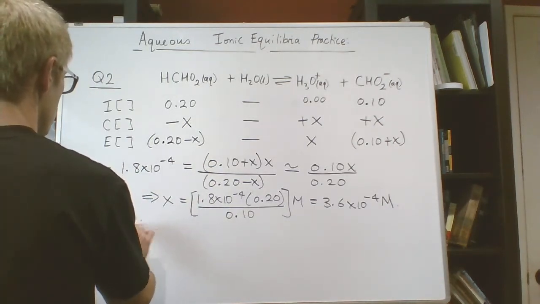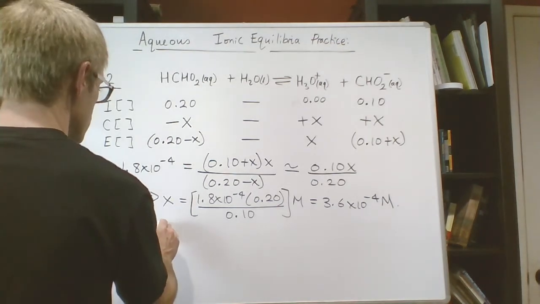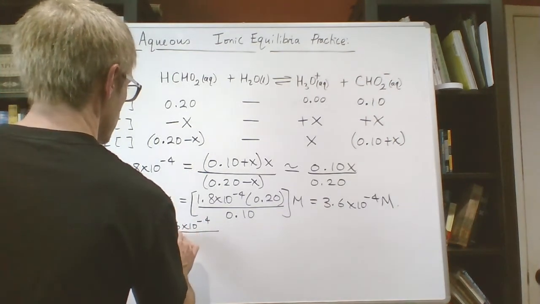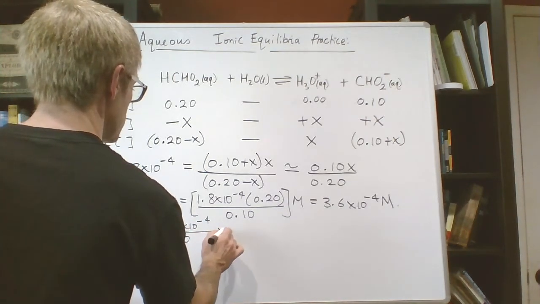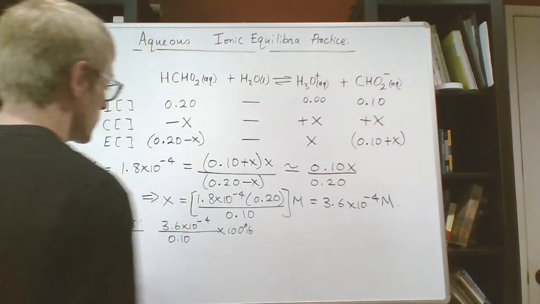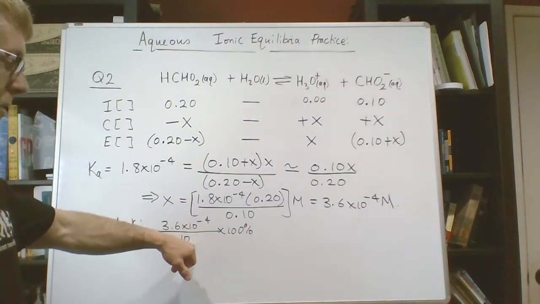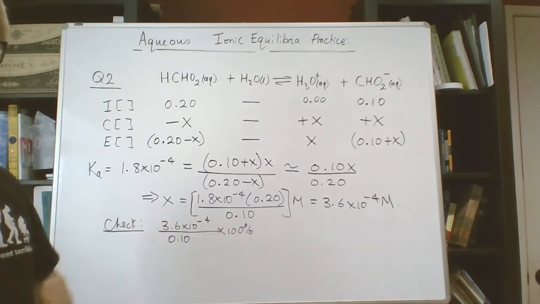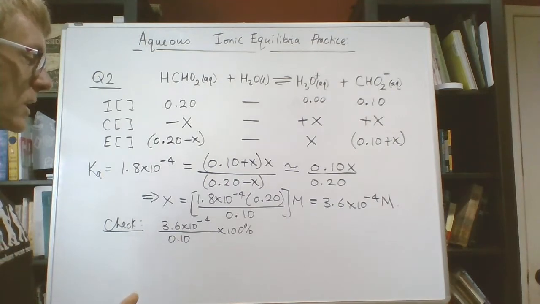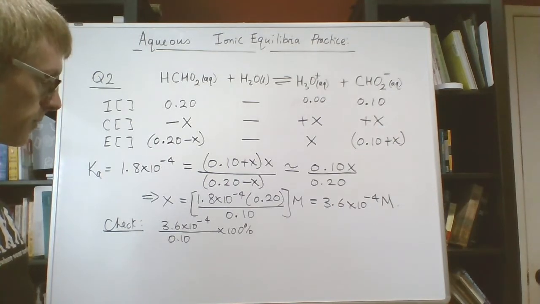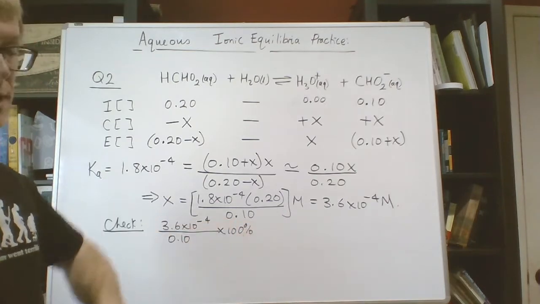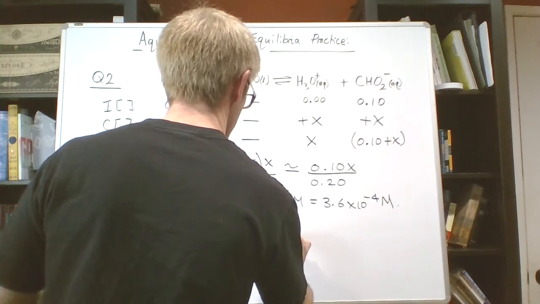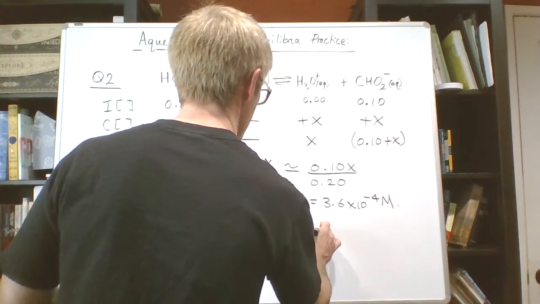So we're going to check our assumption. So 3.6 by 10 to the negative 4 out of 0.1 as a percentage. Again, 10 to the negative 4 divided by 10 to the negative 1 is 10 to the negative 3. Multiplied by 10 to the 2 is 10 to the negative 1, if I've done my math correctly, which is less than 5%. So because that's less than 5%, we have a valid assumption.